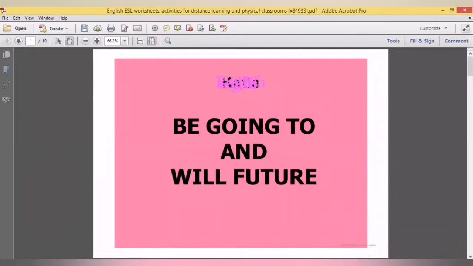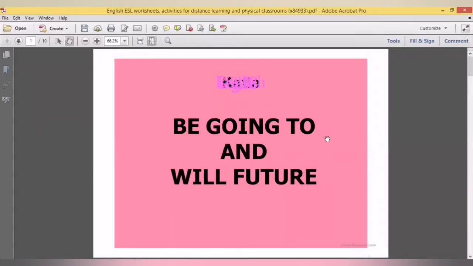So as a matter of fact, we have two ways of expressing the future. We have the construction of will, as the one you mentioned, and we have another one, which is the verb to be, followed by the main verb of the sentence in the ing form, and after that the preposition to. So the construction becomes be going to, like I am going to, is going to, are going to, right? So this is another way to express the future.